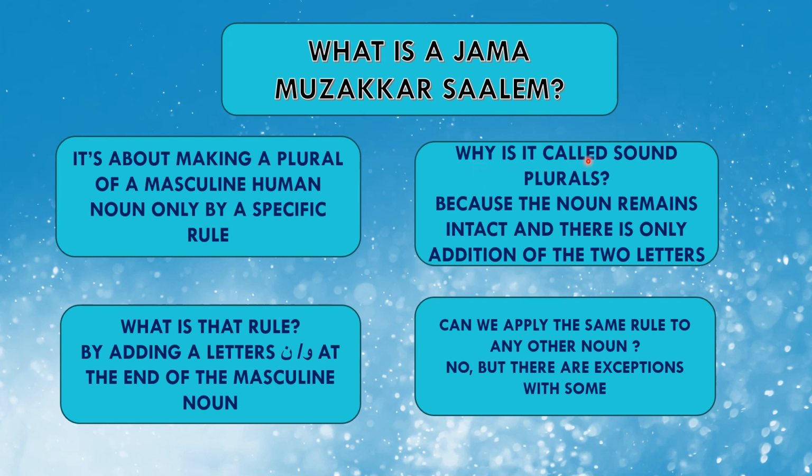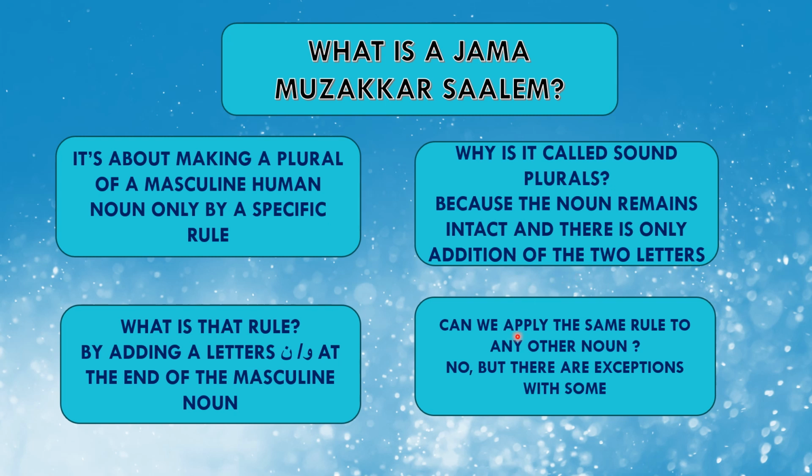Then why is it called sound plural? Why is it named Salim at the end? Salim means something that is good, intact, and not being touched, broken or changed. Because the noun remains intact and there is only the addition of two letters at the end, the noun has not been touched or broken, and its structure is not changed.